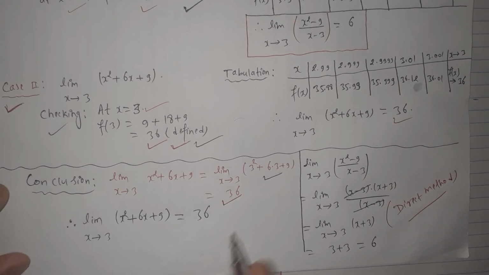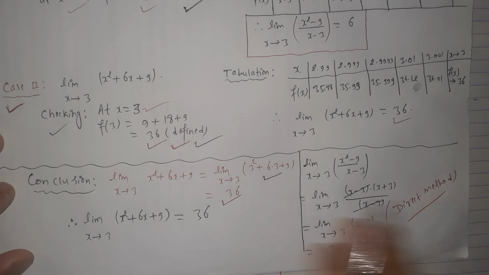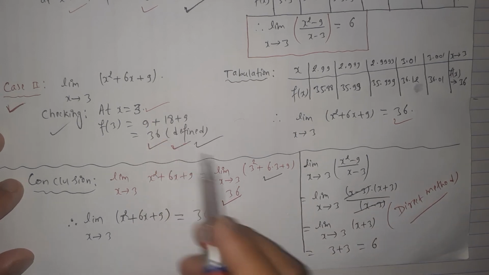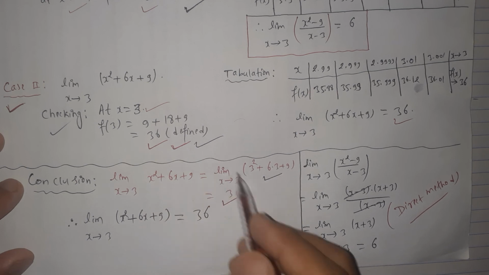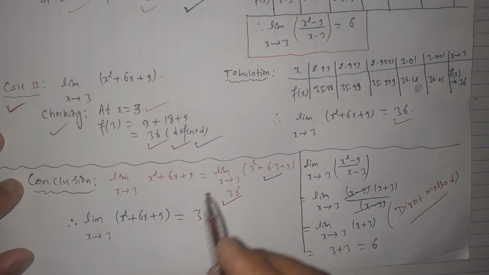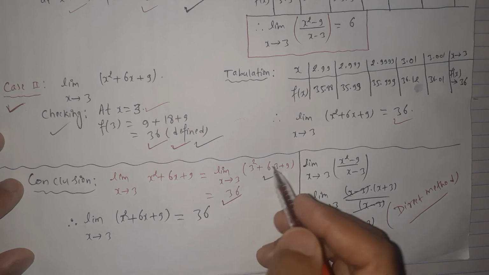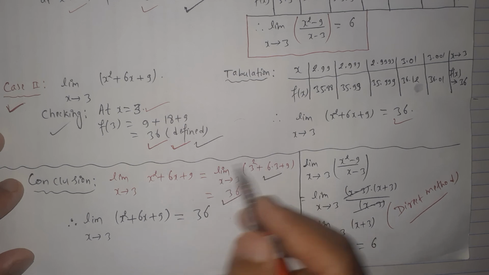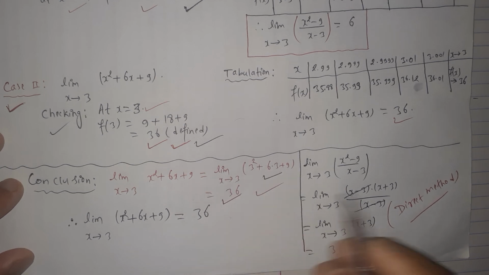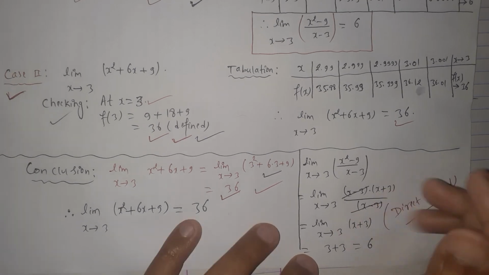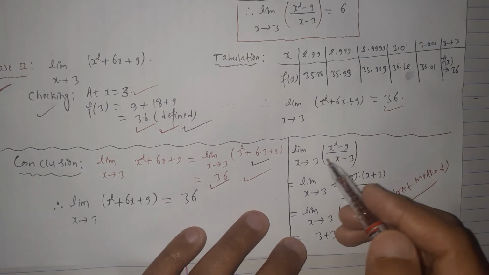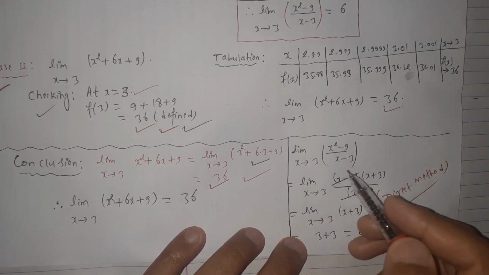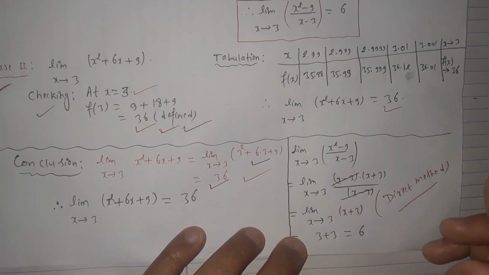Let's recall this whole process and summarize. If the function is defined at the point at which the limit is to be calculated, then the calculation method for the limit is direct substitution. If the function is defined, then the limiting value is obtained from direct substitution. In the next case, if the function is undefined at the point at which the limit is to be calculated, then we have to do some modifications or simplifications on the function.